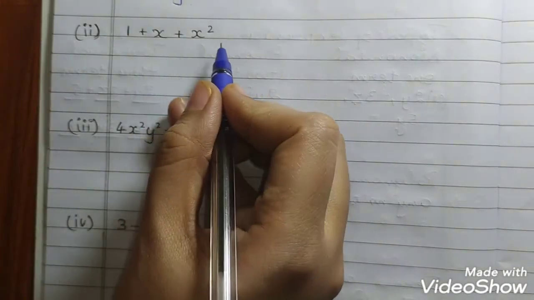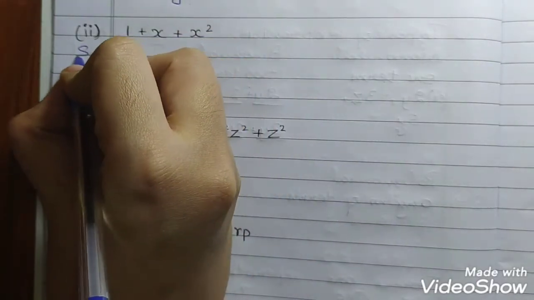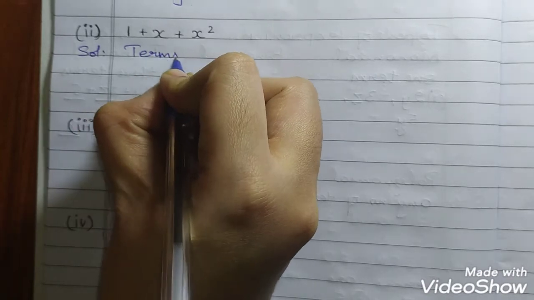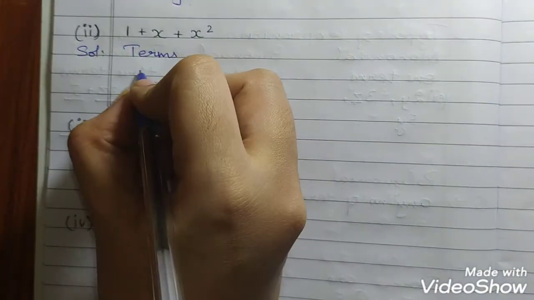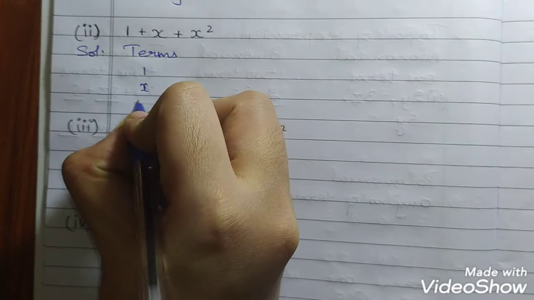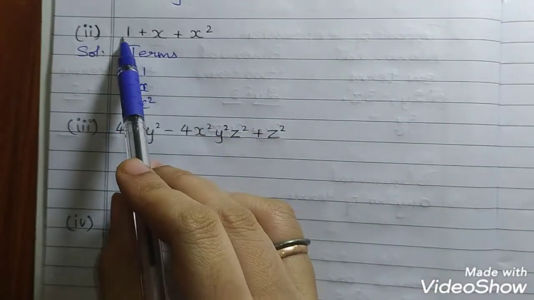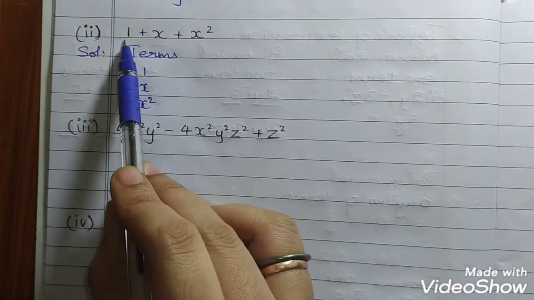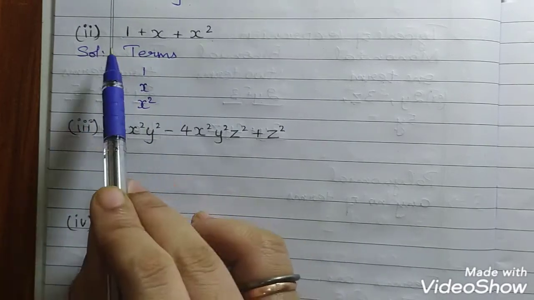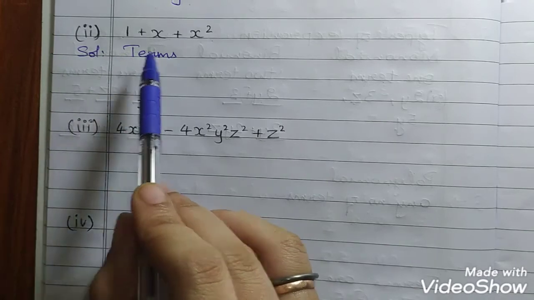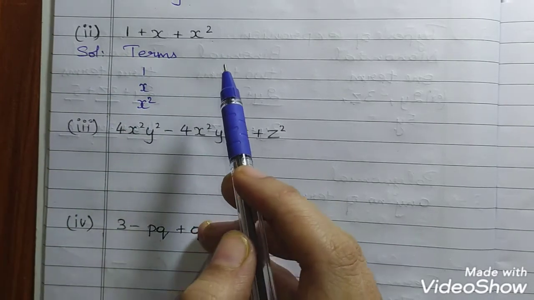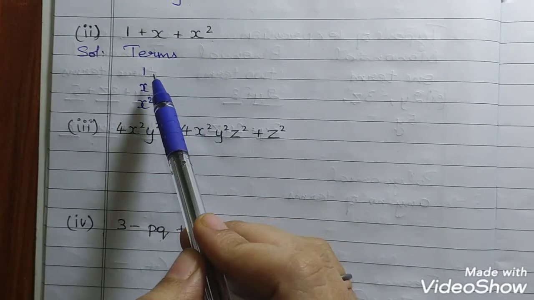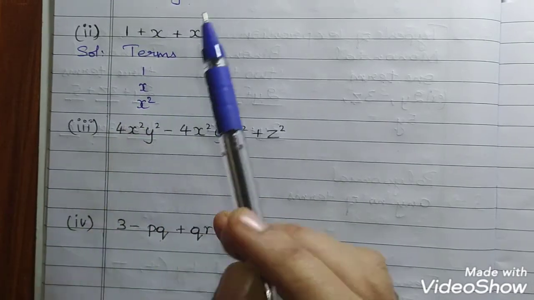1 plus x square. Solution. Terms. What are the terms here? 1, x and x square. Okay, 1, 2, 3. 3 terms are there. 1, one part, second part and third part. We can call this a trinomial also, because this expression has 3 terms. 1, x and x square.